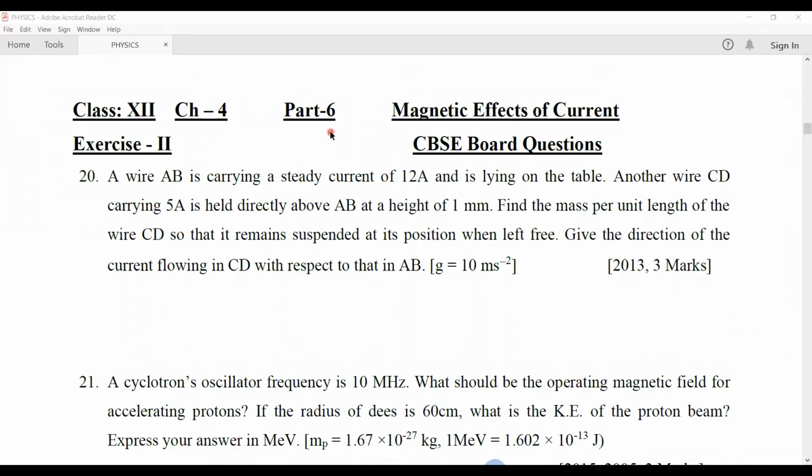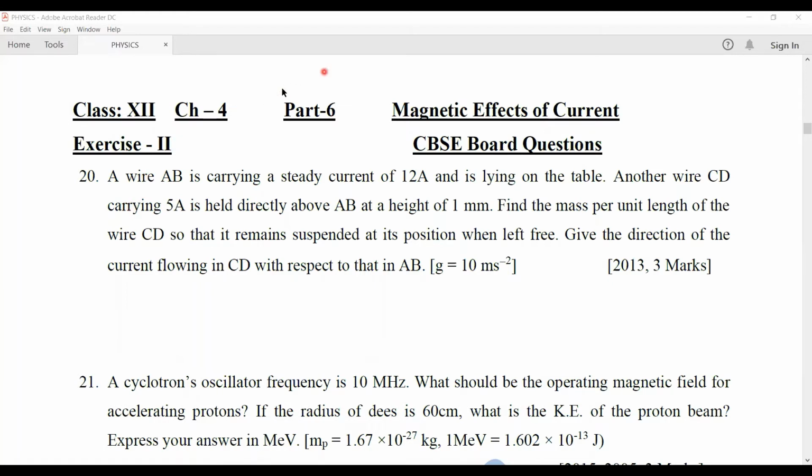This is part 6 of chapter number 4, Magnetic Effects of Current of class 12th. In part 5, we have discussed the CBSE board questions from 2005 to 2012. In this part, we'll be discussing the questions which have come in CBSE board from 2013 to 2020. So, exercise number 1 was part 5. Now, this is exercise number 2.